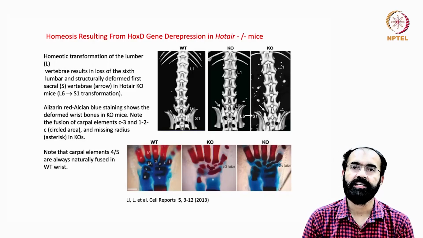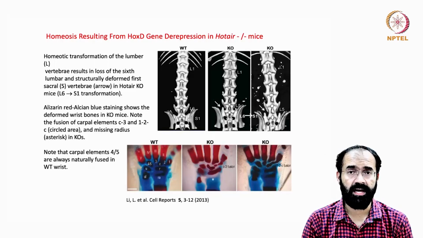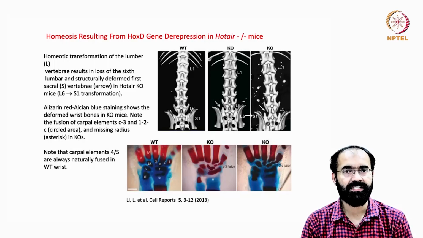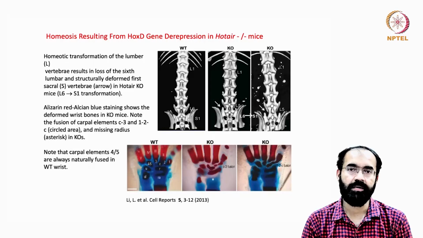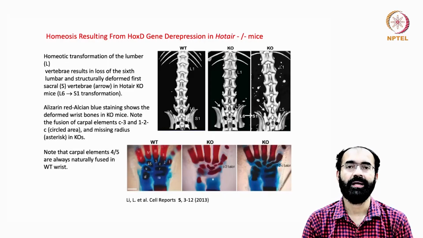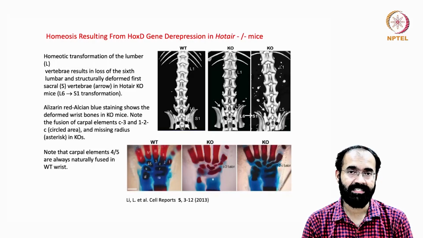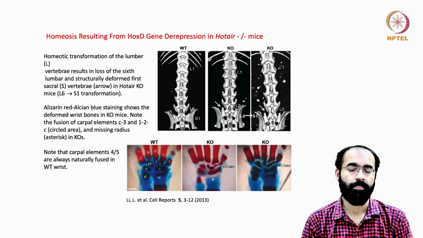So we were here in the previous class that the derepression of HOXD leads to homeosis, and the derepression is happening mainly because of absence of the non-coding RNA HOTAIR. What is homeotic transformation? The change of one structure into another structure. At a given place, a structure should be there and that is missing.